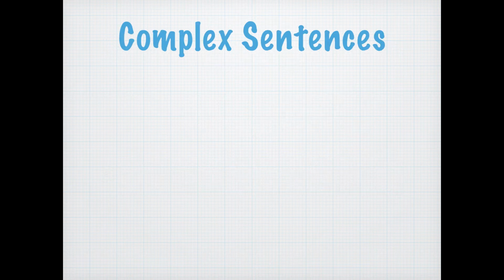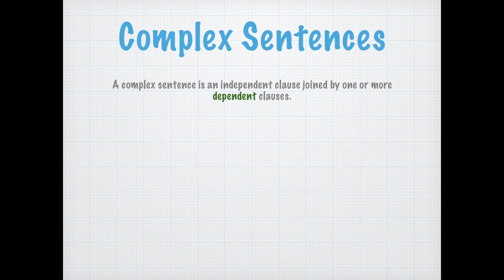All right, now we're ready to move on to the third sentence type, which is referred to as complex sentences. A complex sentence is an independent clause joined by one or more dependent clauses. So now we're moving on to discuss dependent clauses as opposed to independent.